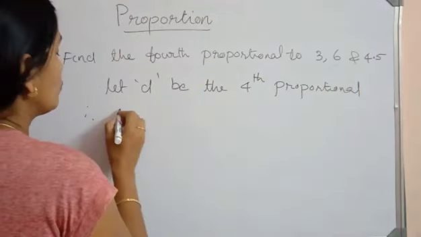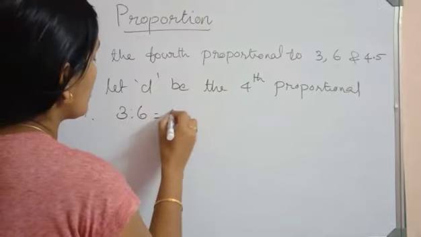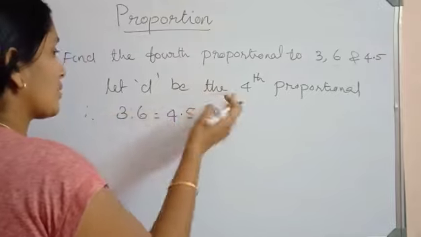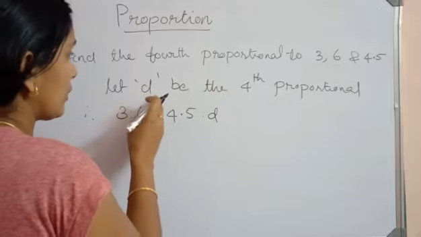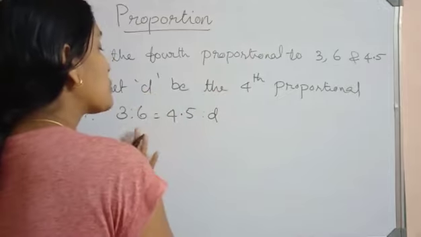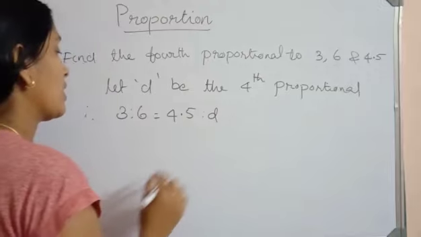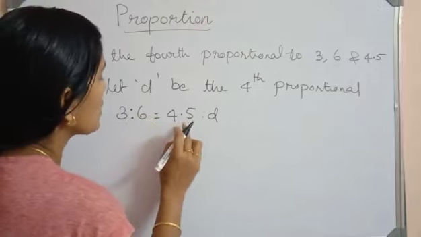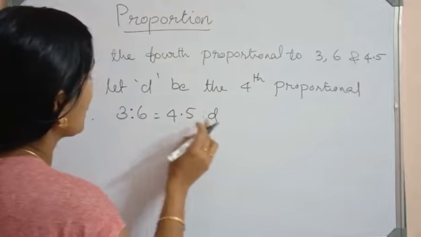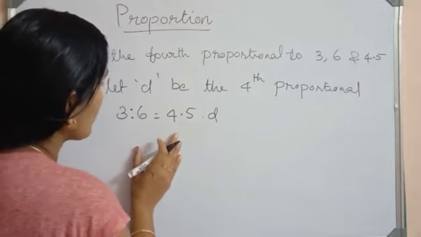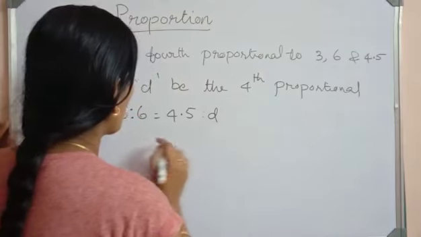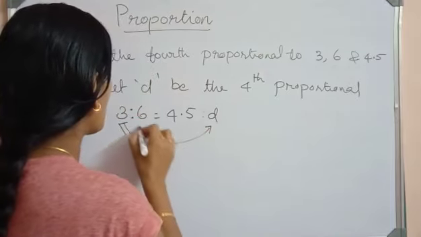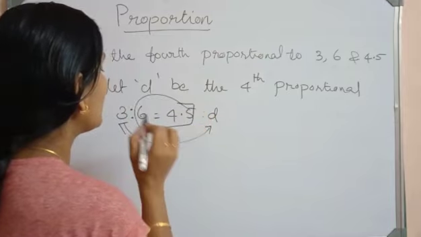So therefore 3 is to 6 is equal to 4.5 is to D. You can even consider X as the fourth proportion. Any one of the variables you can consider here and then substitute in this particular expression. Now 3 is to 6 is equal to 4.5 is to D. Now as the properties, we can say that the product of the means is equal to the product of the extremes. Here 3 and D are the extremes and 6 and 4.5 are the means.